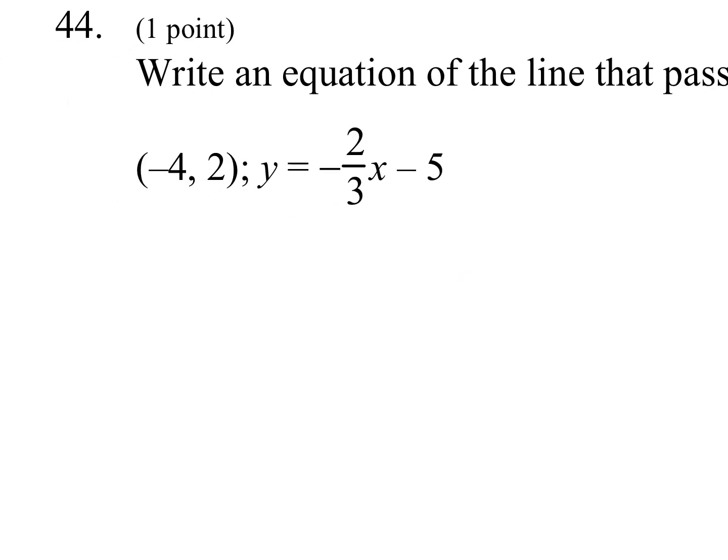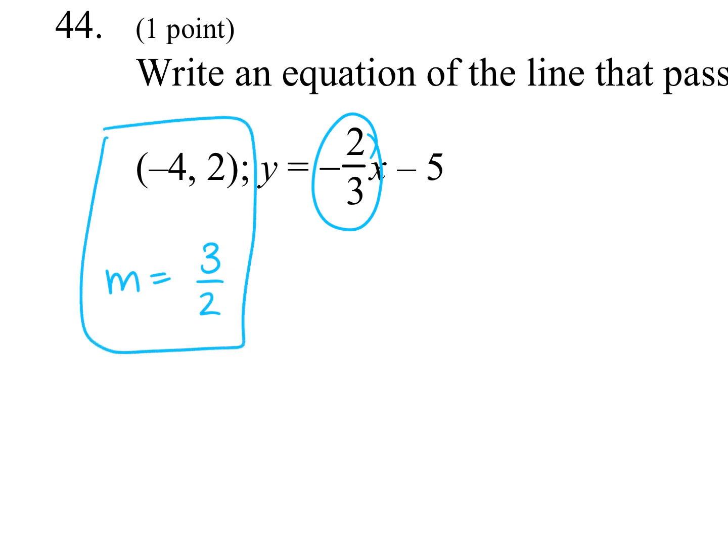So what's my slope for the line that's given? Negative 2/3. What is the opposite reciprocal of negative 2/3? 3/2. So I'm going to plug in my point and my slope into point-slope form. So y minus y1, which would be 2, is equal to 3/2 x minus x1. What happens when I have minus negative 4? Turns into plus 4. So make sure you turn it into a plus 4.